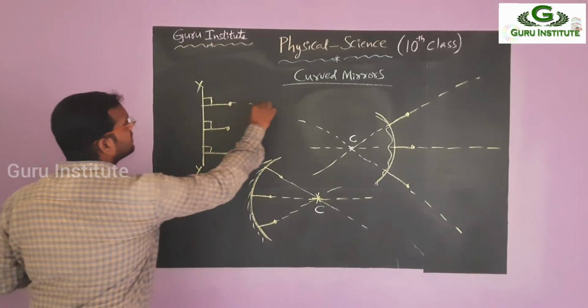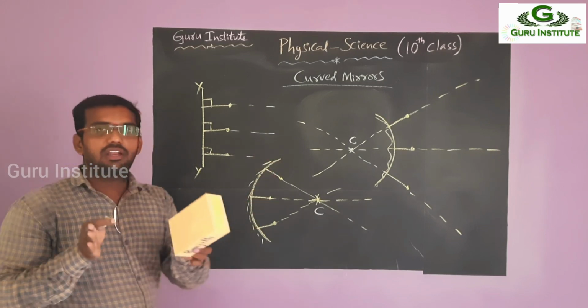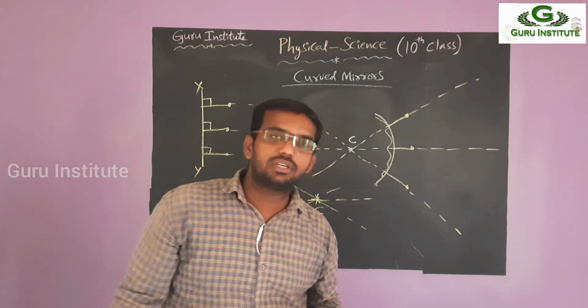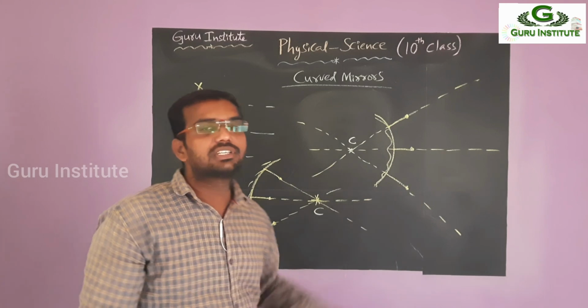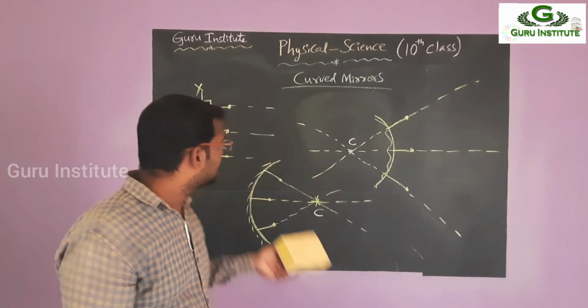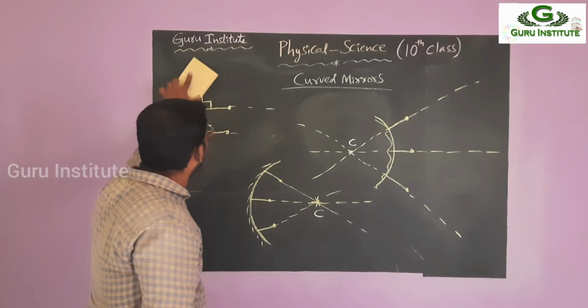For this one, if I extend this one, they all are parallel rays. They all are parallel rays. So that's why they do not meet at one point. So its center of curvature is at infinity. The center of curvature of a plane mirror is at infinity.